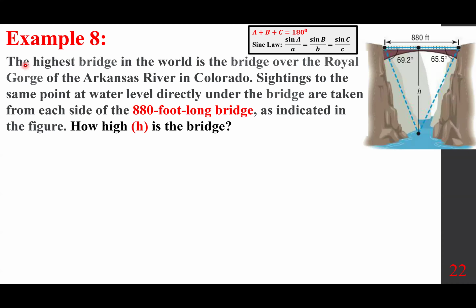The highest bridge in the world is the bridge over the Royal Gorge of the Arkansas River in Colorado. Sightings to the same point at water level directly under the bridge are taken from each side of the 880 feet long bridge. As indicated in the figure, how high, H, is the bridge?